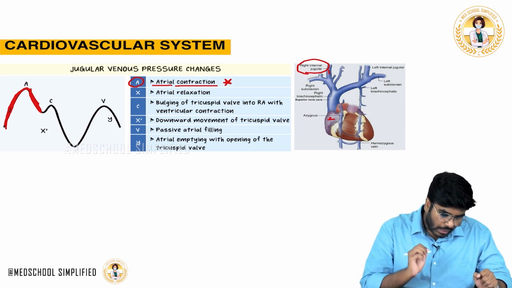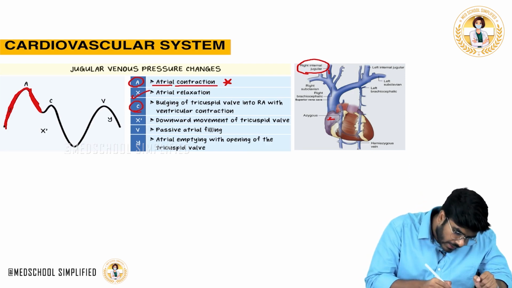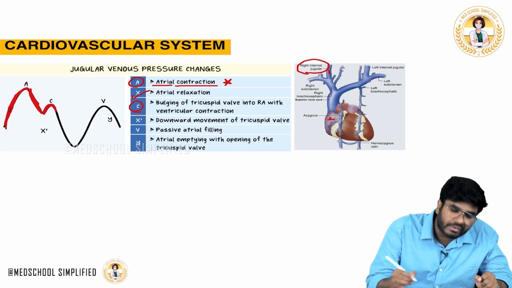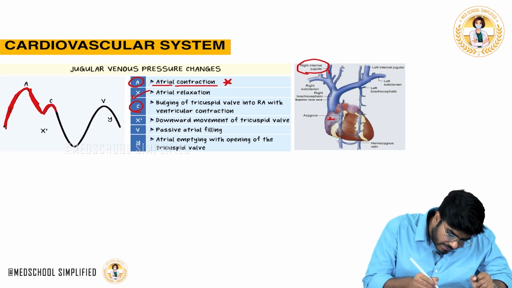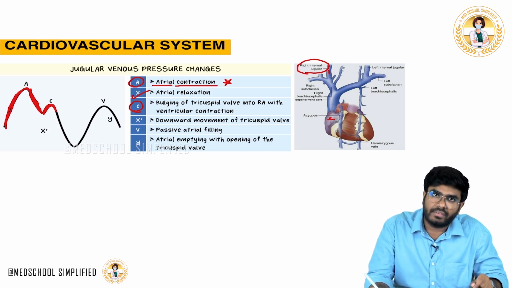Now later, what happens? Now later the C wave. Again there is a little increase in pressure in the internal jugular veins. Now why is this happening? Remember something like C: the C wave is because of the isovolumetric contraction of the ventricles.